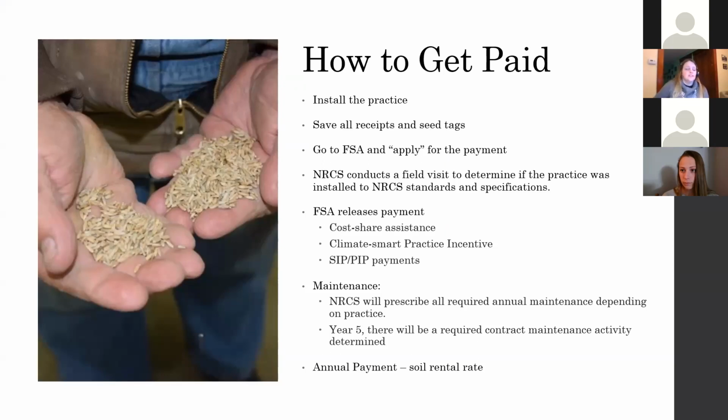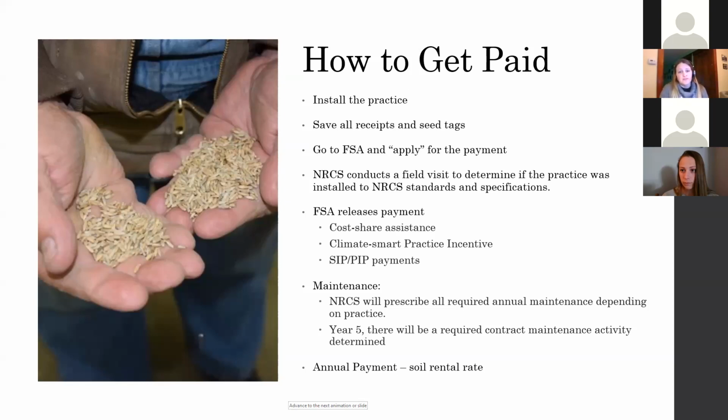So with CRP, the important slide is, how do I get paid? First, you're going to install the practice after you've signed the contract. Then you need to save all of your receipts. If you do any of the work yourself, like if you're going to be doing the seeding yourself or any of the other potential work, you need to write yourself a bill for the labor, and bring all of your bills and your seed tags into Farm Service Agency. Farm Service Agency does all the paperwork. They send it to me or my counterpart at NRCS.